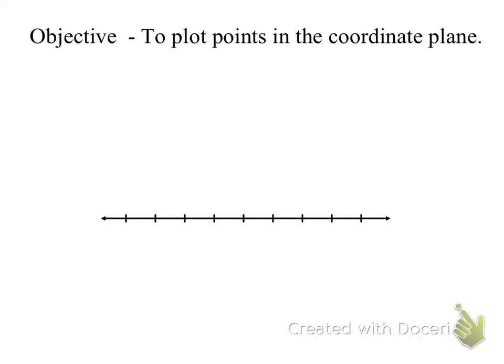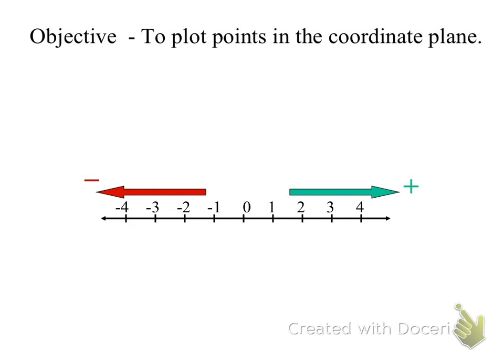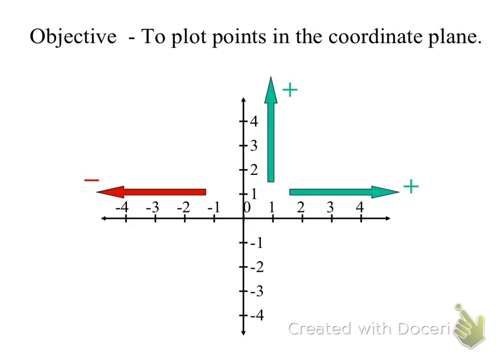All right, this is 1-10, and this is on the coordinate plane. So the coordinate plane is made up of two number lines, one that goes horizontally. Everything to the right of 0 is positive. Everything that goes to the left of 0 is negative. And then we've got a vertical number line. Everything above the 0 is positive. Everything below the 0 is negative.